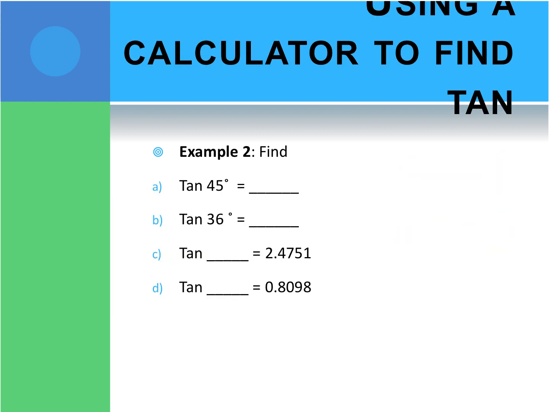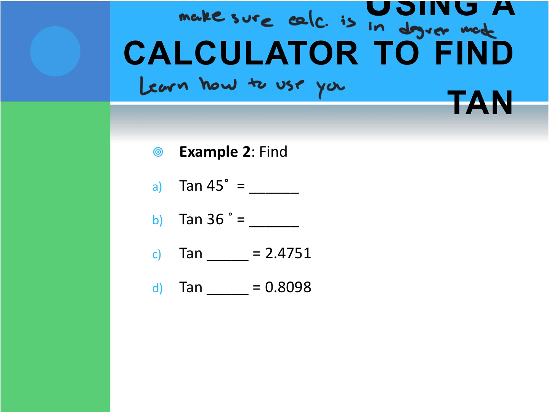Here we have example 2. They want you to find tangent of 45, tangent of 36, tangent of something equals 2.4751, and tangent of something equals 0.8098. So here you will need to start using a calculator. Now, I'm going to write a comment right here. Make sure the calculator is in degrees mode. If you don't know how to switch it to degree mode, please learn how to switch it, and learn how to use your calculator. That's why I'm very much encouraging you to please buy the calculator that we're allowing for this test, if you haven't done so already.